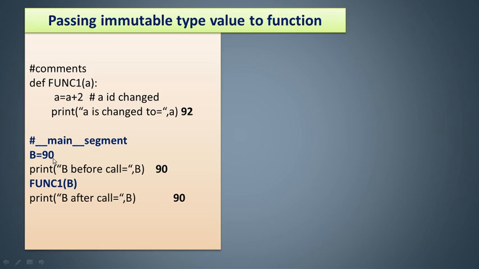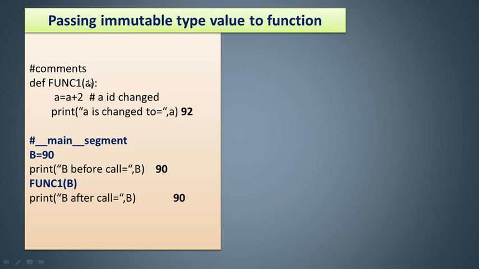Now b equal to 90. So that means 90 will have an id that b refers to. When you display the value, it will show 90. When we call the function, the definition does not mean it will be executed at all. It will be executed when this function is called here. So b is the argument, or the actual parameter.